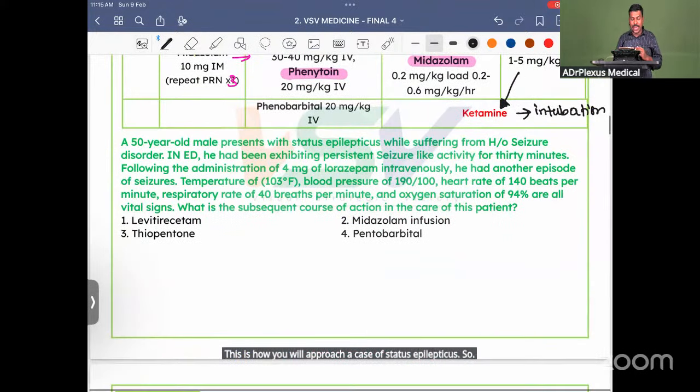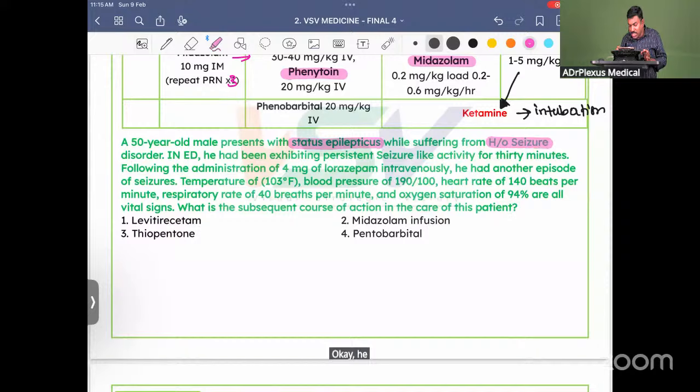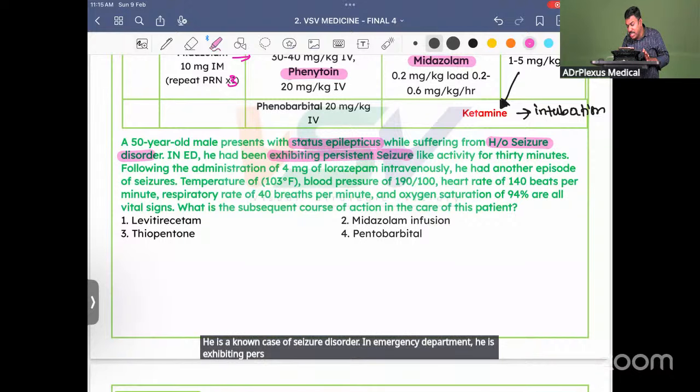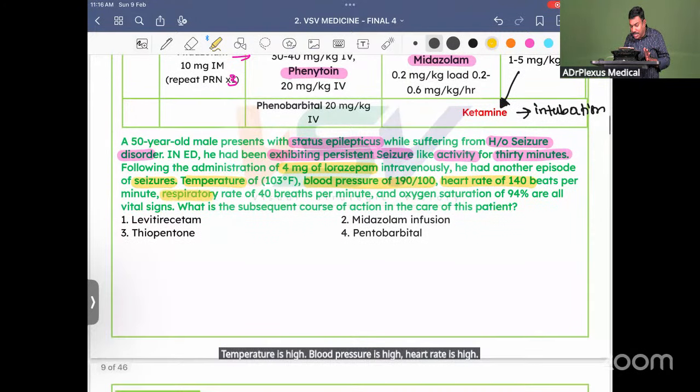So we'll go to the question here. A 50-year-old male presents with status epilepticus. He is a known case of seizure disorder. In the emergency department, he is exhibiting persistent seizure-like activity for 30 minutes. Following administration of 4 milligram of lorazepam, he had another episode of seizures. Temperature is high, blood pressure is high, heart rate is high, and respiratory rate is high. Oxygen saturation is 94%. What is the next or subsequent course of action in the care of this patient?